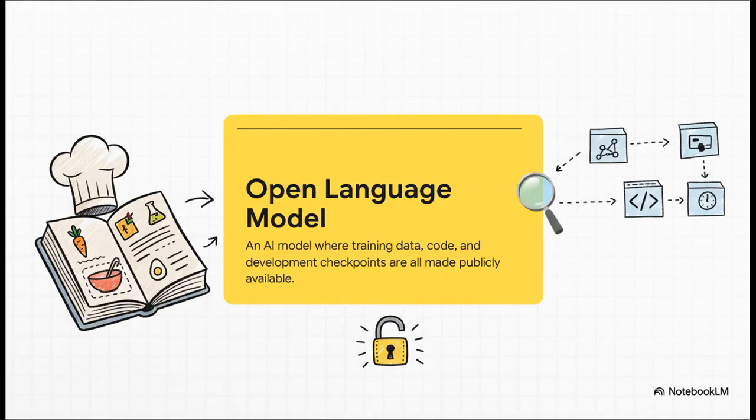What makes a language model truly open? See, it's not just about sharing the finished cake. It's about handing over the entire cookbook, the ingredients, the step-by-step instructions, everything. And this idea of radical transparency is really the heart of the model we're digging into today.